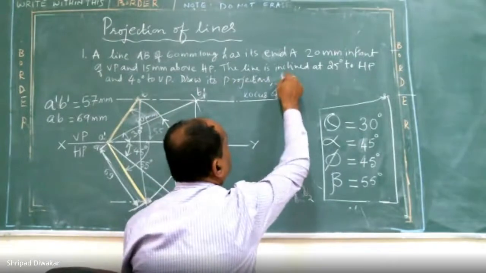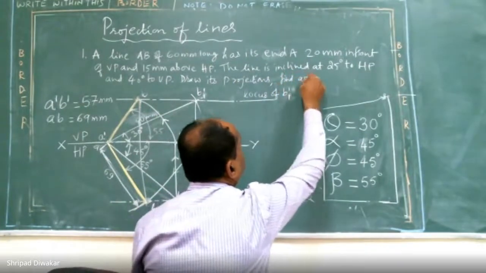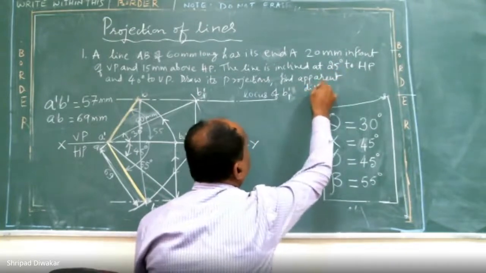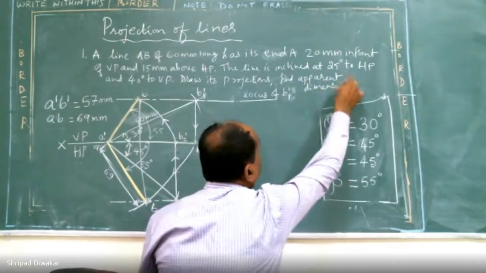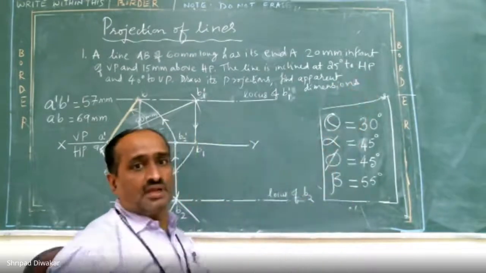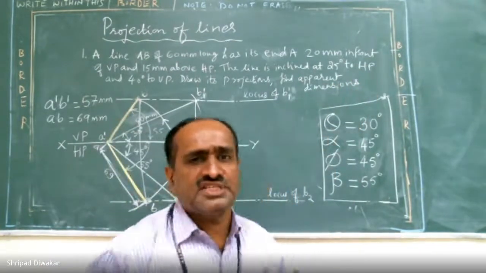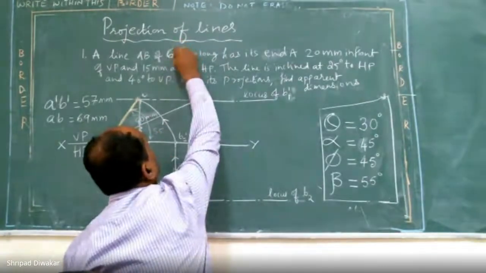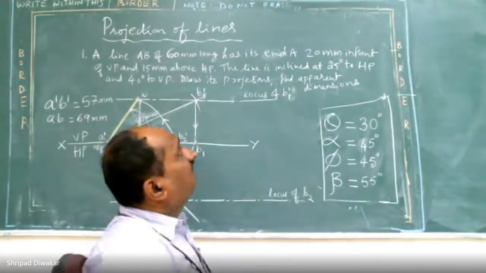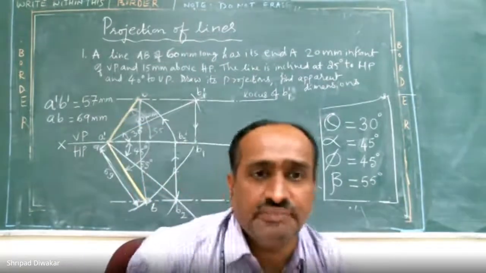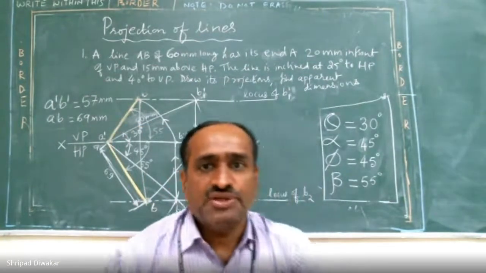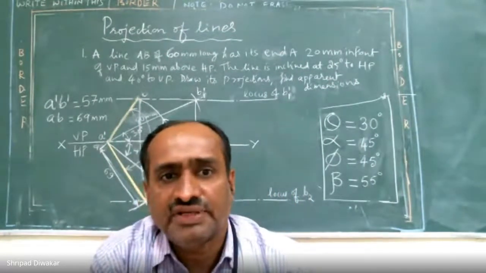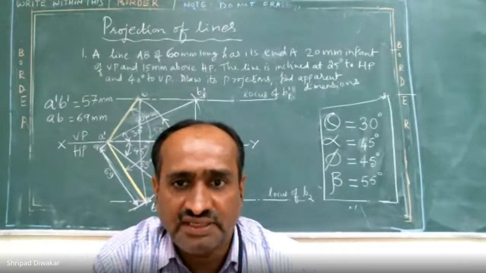Find the apparent dimensions. So all of you note down this problem. A line AB of 60 mm long has its end A 20 mm in front of VP and 15 mm above HP. The line is inclined at an angle of 25 degree to HP and 40 degree to VP. Draw the projections of the line and find the apparent dimensions.